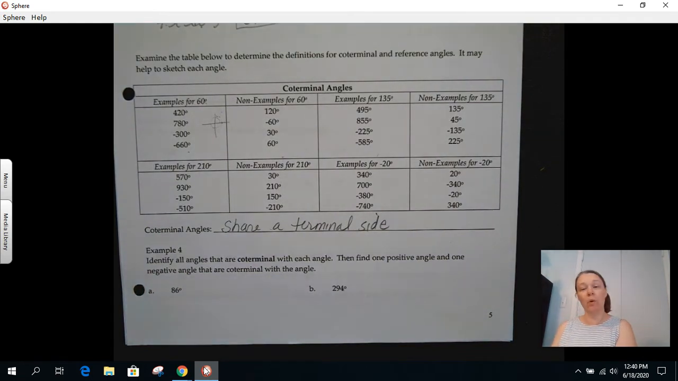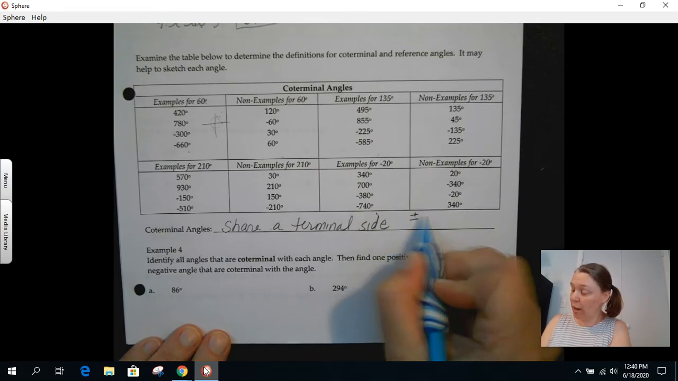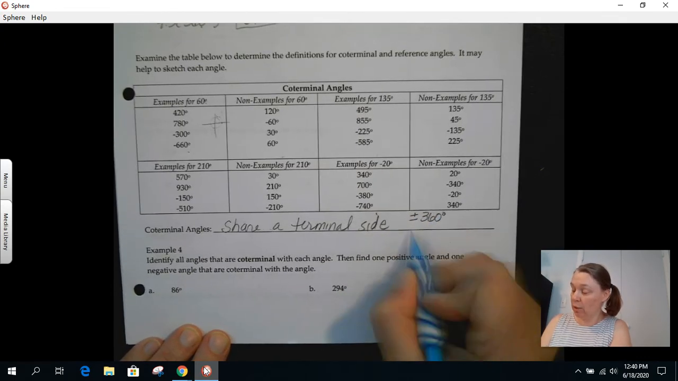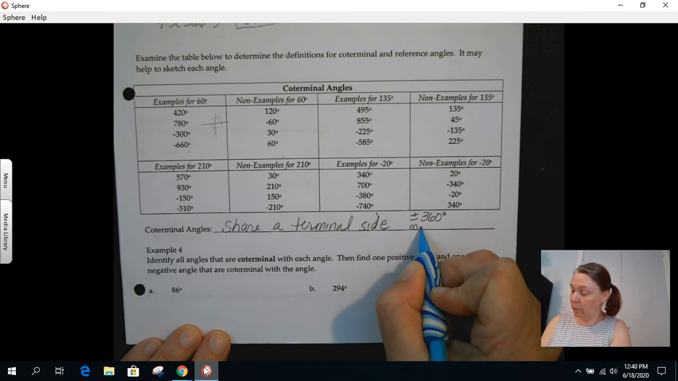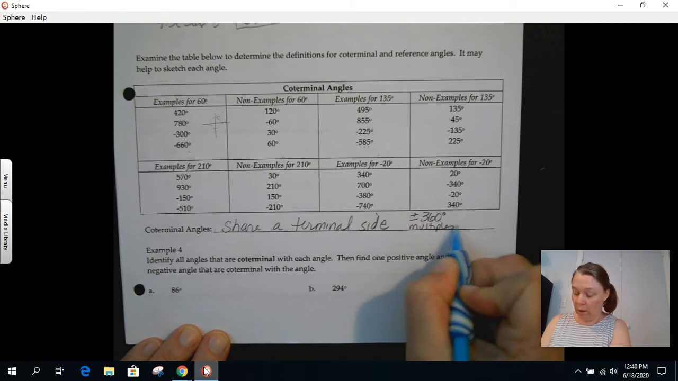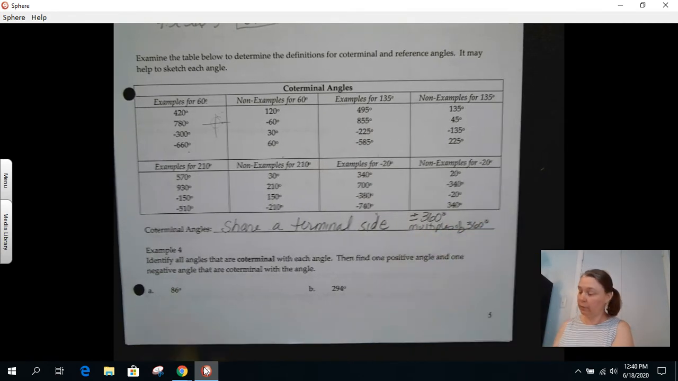So then if we're like, how are we going to figure out coterminal angles? Well, what I would have to do is add or subtract multiple rotations. And so what I could do is add or subtract 360 degrees. So basically multiples of 360, right? If I just keep adding or subtracting those multiples of 360, I'm going to get there.